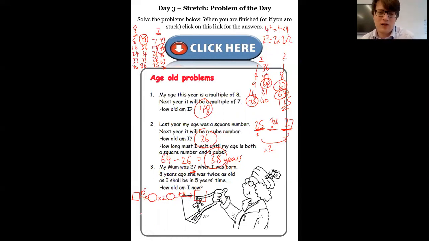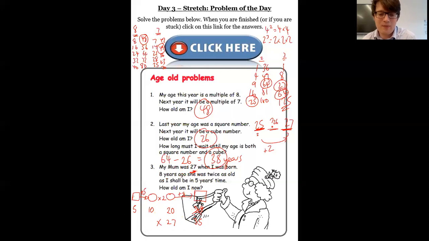But if I wanted to do a bit of trial and error, I could say, well, what happens when I'm 5 years old? If I add 5, then in 5 years' time I'll be 10 years old. Double that is 20. Add 8 gives me 28. Well, that doesn't make sense because I know my mum was 27. So let's try adding 8 to this. 27 add 8 gives me 35. Well, 35 subtract 8 is, as we've seen, 27. 27 doesn't divide by 2 straight away, so that doesn't work.